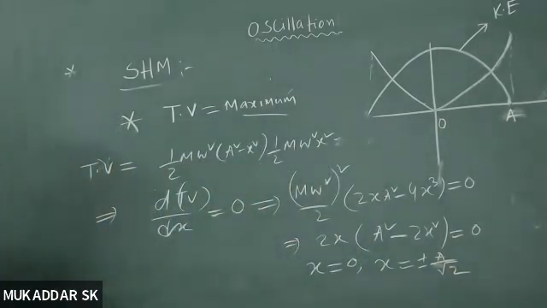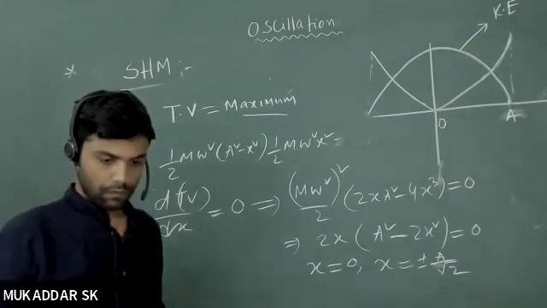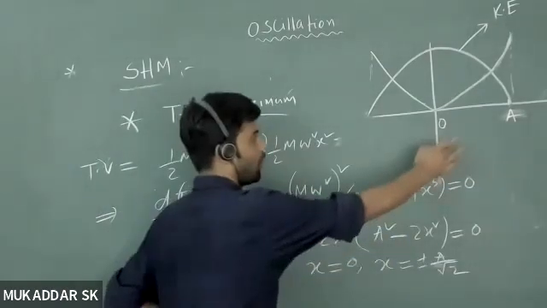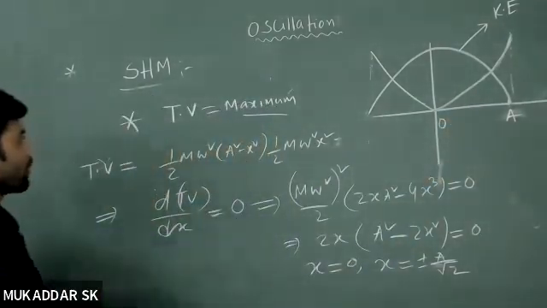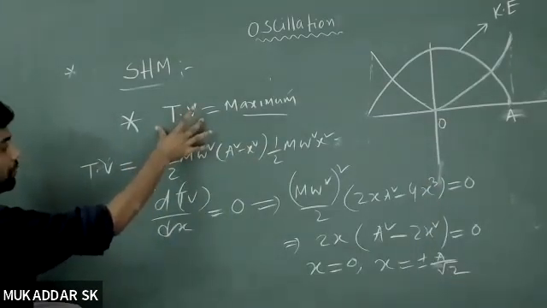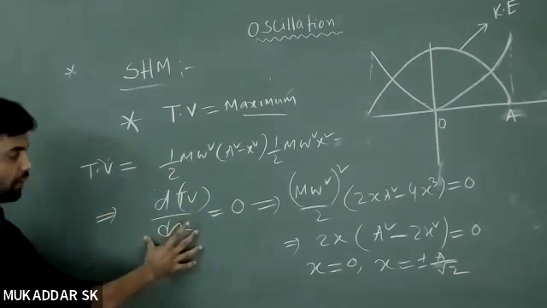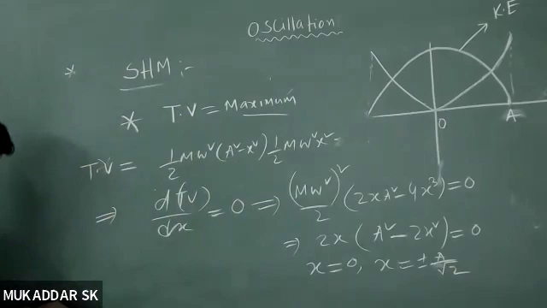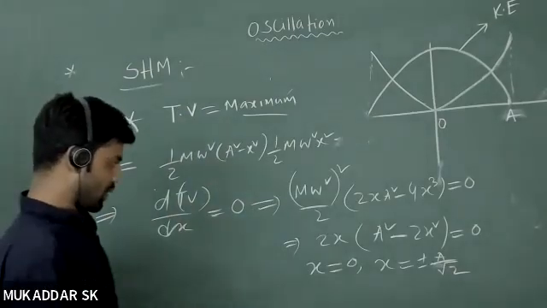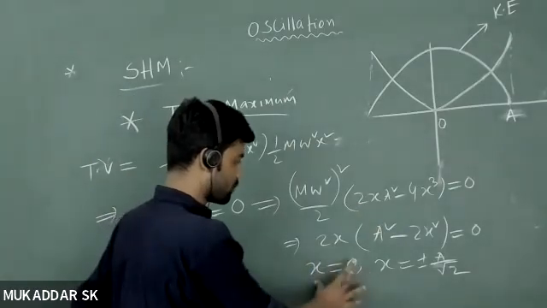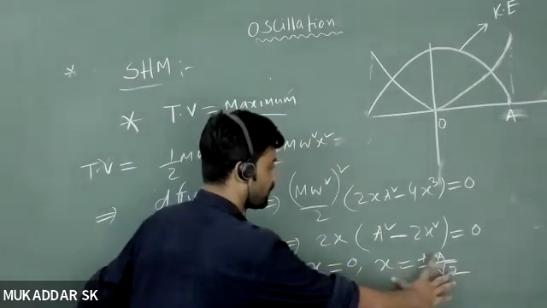Is this part clear to all? I am looking at what position from the mean position the product of kinetic energy and potential energy will be maximum. For that you just differentiate with respect to x and set it equal to 0, because this is the well-known condition to check maximum or minimum, right? If you solve it, it is a very simple equation. You will get x equals 0 or x equals plus minus a by root 2.